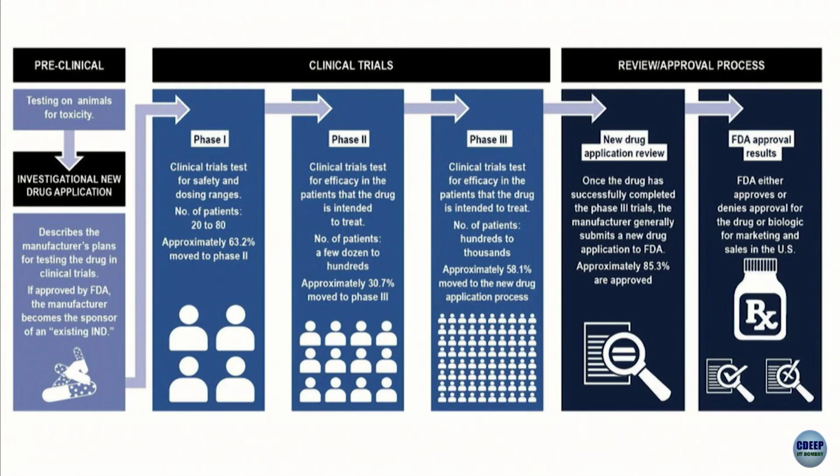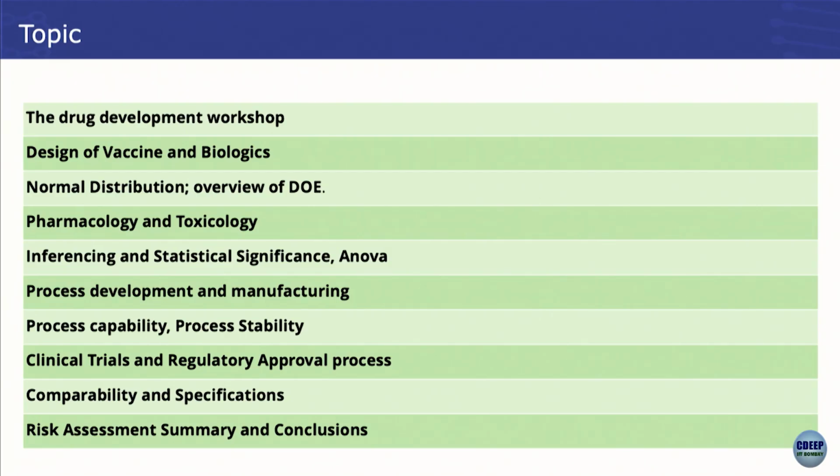The number of patients can be a few dozen to a few hundred, and approximately 30% move to phase 3. In the phase 3 clinical trial, one can test the efficacy of these drugs, and the number of patients can be 1000 or up to several thousand. Then you file a new drug application, and this drug is manufactured, licensed and sold in the market, and finally the FDA result is taken, and if everything goes fine, then the drug is used.